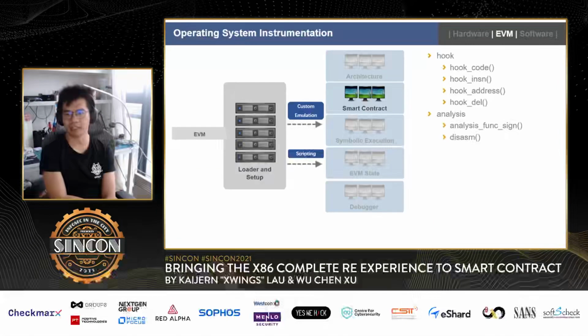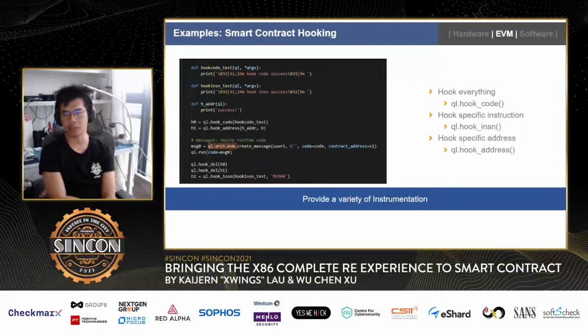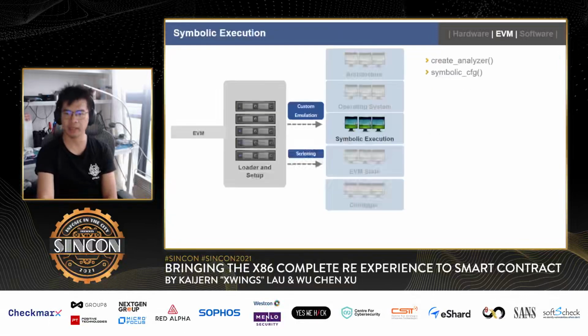Then inside the smart contract, that is where you are able to put in the hook. You can hook on an instruction, on a specific address, or on a specific bytecode you are looking at, and then you can do a disassembly function or analyze function signatures. These are examples: we can hook on a specific instruction like PUSH4, and we can create a hook on a specific address. And then we have things like symbolic execution. We still haven't decided whether we want to put it in the engine or not. This is something that is still pending.